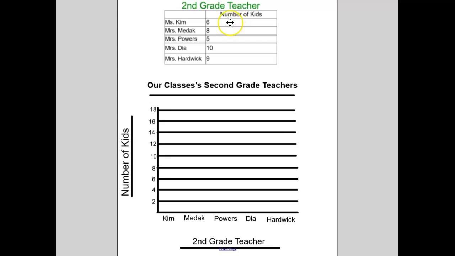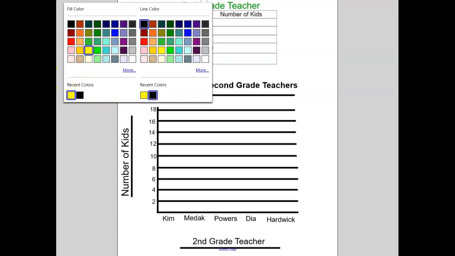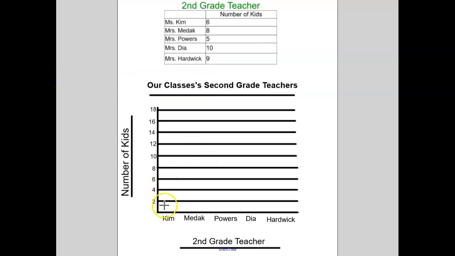We know that Miss Kim had 6 students from our class in her class last year. So I need to show that, and I'm going to get my bar tool ready. I'm going to show that by showing that Miss Kim had 2, 4, 6 students from our 3rd grade class in her class last year. 6 students had Miss Kim last year. Let's make sure that I showed that. Yes, Miss Kim had 2, 4, 6 students in her 2nd grade class from our class, because this whole thing is about our class's 2nd grade teachers. So our class had 6 students in Miss Kim's class, and I showed that perfectly.